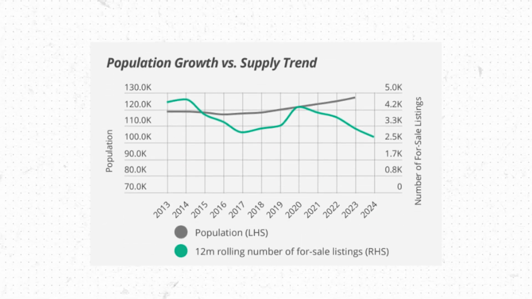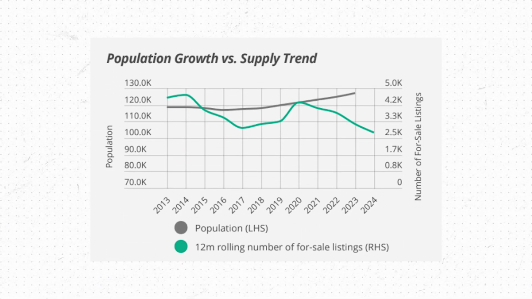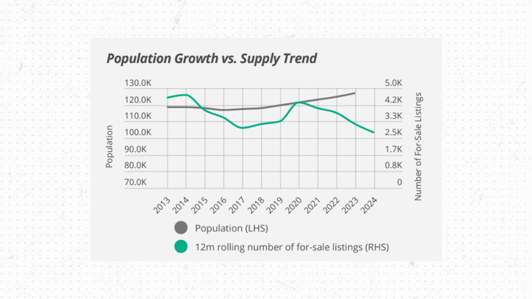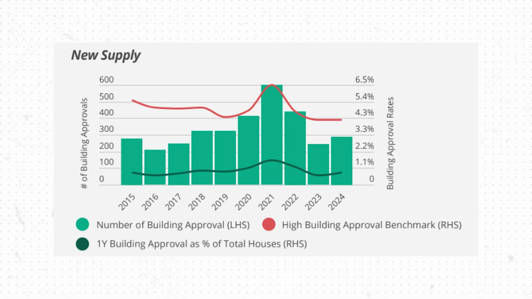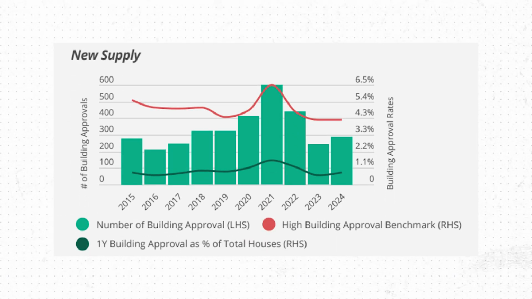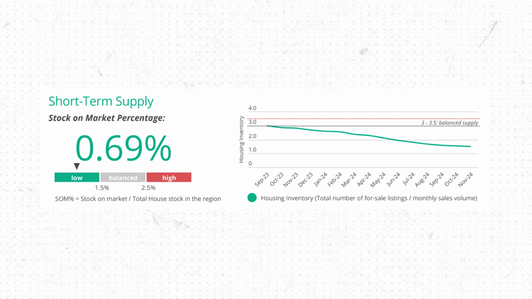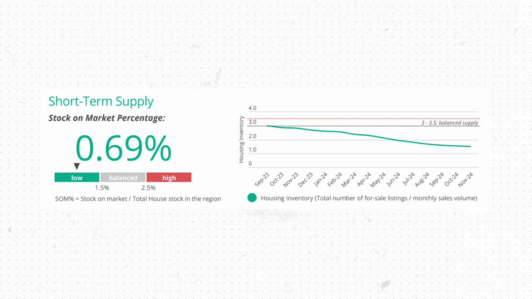Mackay's population increased by 7% over the past decade, and at the same time, the number of for sale listings decreased by 40%. And in the past 3 years, building approval rate actually decreased by 50%, limiting a lot the new house supply in its market. Inventory level now is around 1.5 months of stock. It has been declining steadily over the past 2 years.